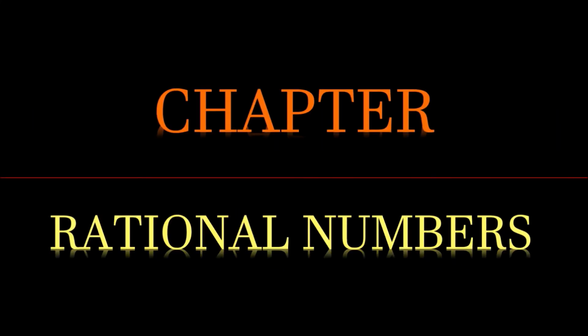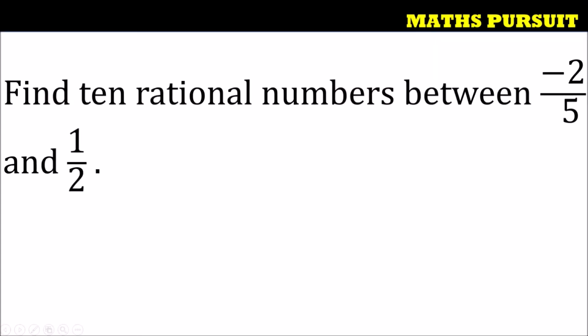Today we'll look into the chapter called Rational Numbers. The given question is find 10 rational numbers between minus 2 upon 5 and 1 upon 2. So guys, let us see how we can find 10 rational numbers between minus 2 upon 5 and 1 upon 2.